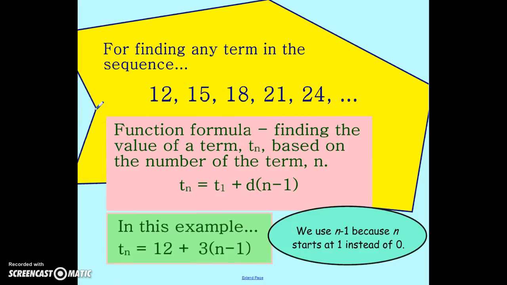But maybe I do want to find the 100th term or the 1000th term or the 43rd term. So to find any term in the sequence, I have to use the function formula. And here's your function formula. So this means I'm looking for some kind of term. So I take T1, that's the first term. I take the first term and I add the difference times the term I'm looking for minus 1.